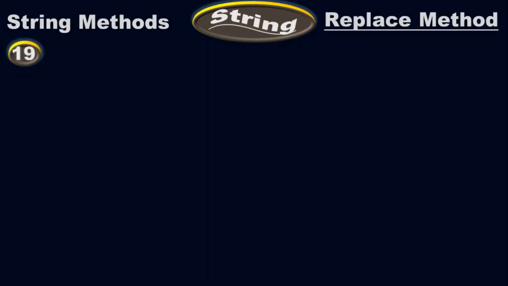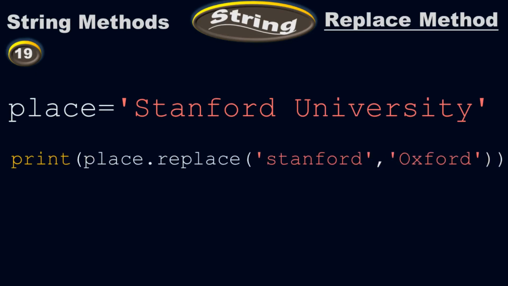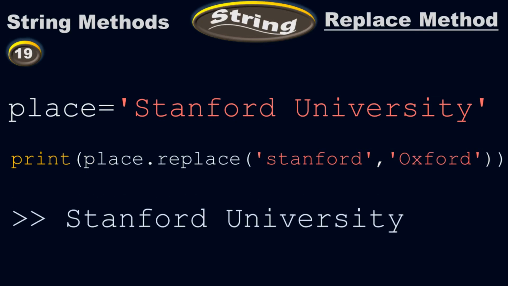Example number 19. Now to check that the replace method is case sensitive. Let me take the same example, place equals to Stanford University. print of place dot replace of stanford, Oxford. In the output I will get Stanford University. This method is case sensitive. It always distinguishes uppercase from lowercase.